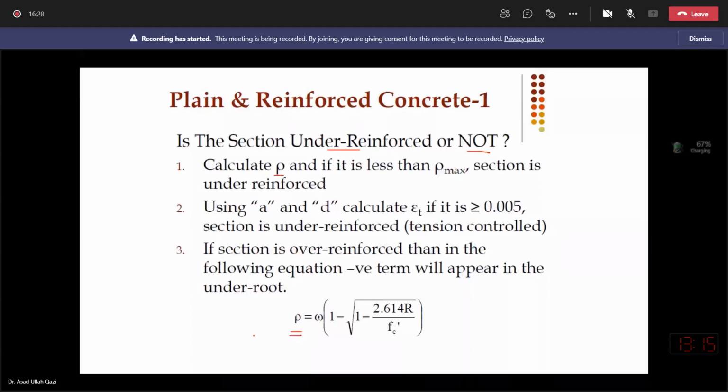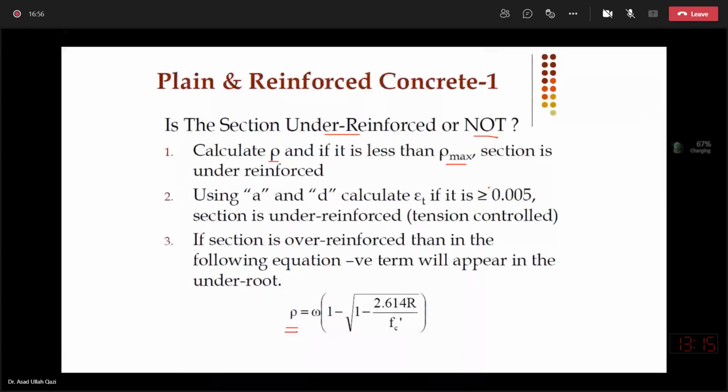Once you get the rho from this equation, compare it with the rho max. Rho max, you remember that we derived this reinforcement ratio. It is equal to 0.85 beta 1 Fc prime over Fy into 3 over 8. So this reinforcement ratio is very useful because it helps us to classify the cross section, whether it is tension controlled, under reinforced or not.